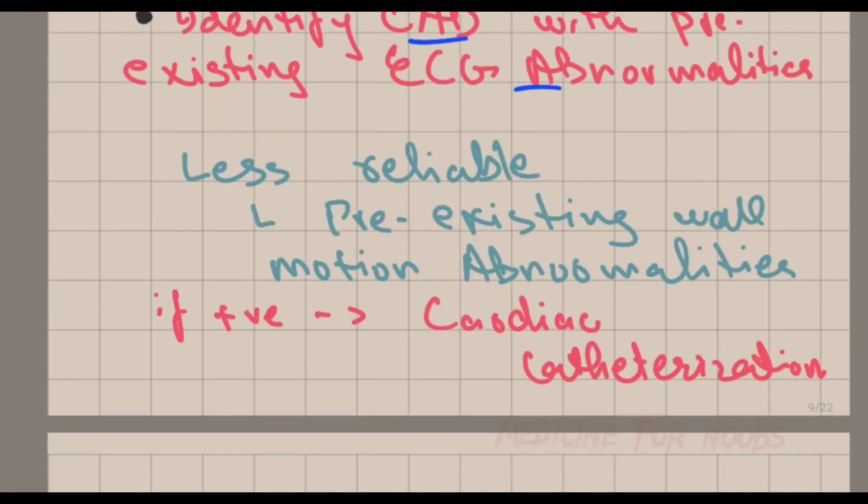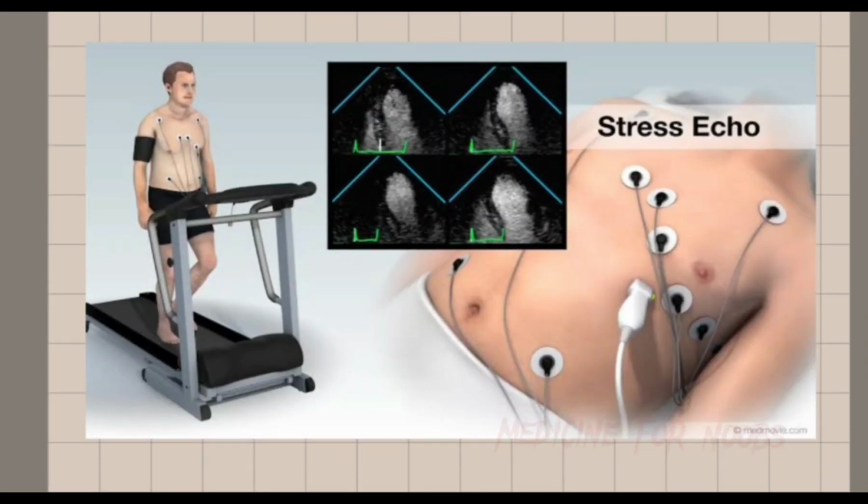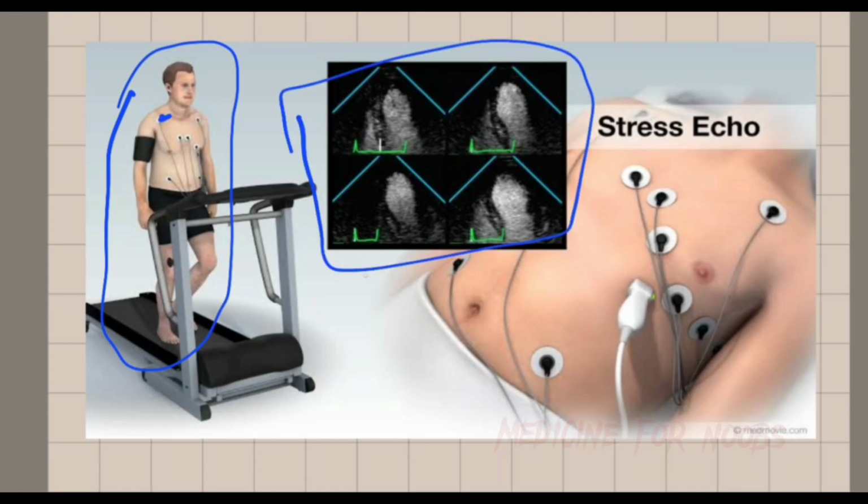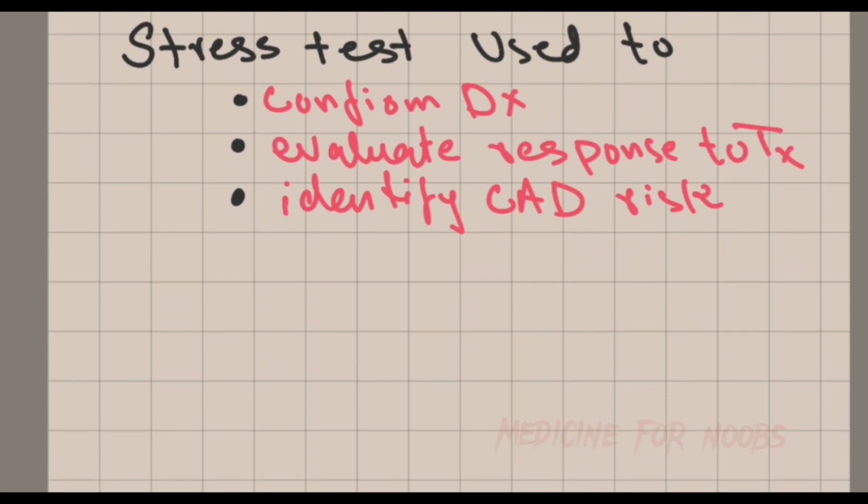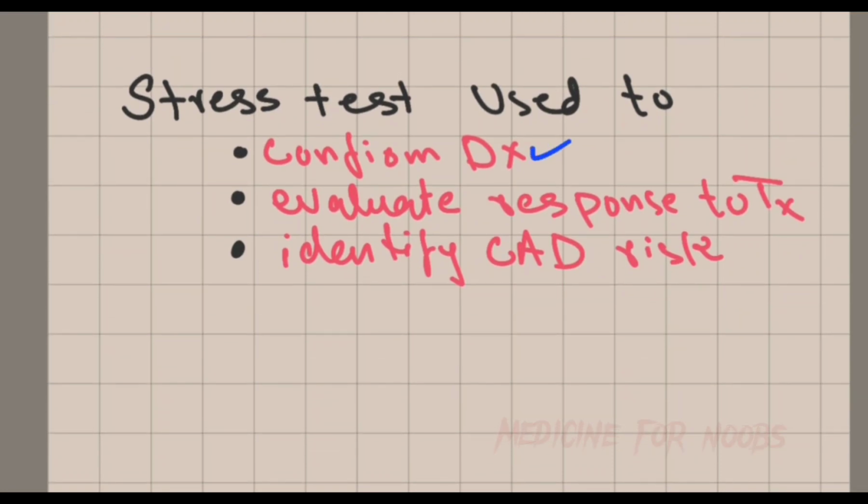Now let's talk about the patients in whom the echo stress test is less reliable: those with pre-existing wall motion abnormalities, where it will not be used. If this appears positive, then we will do further cardiac catheterization. This is a picture of the patient walking on the treadmill with electrodes attached, and this is the echo picture of the patient. Stress test is used to confirm the diagnosis, to evaluate the response to treatment, and to identify coronary artery disease risk.